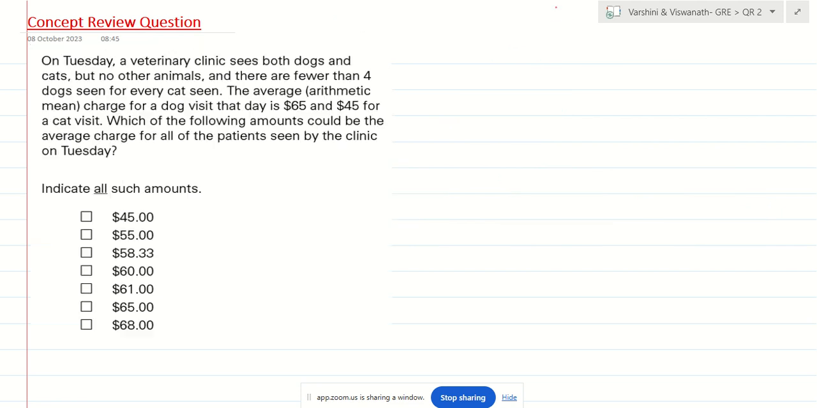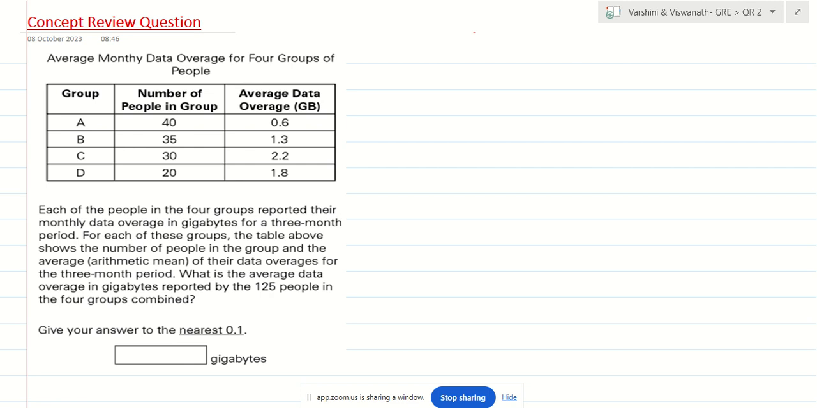Let's try solving this question, it is your homework. Homework number 1. Second. This is the question. Solve it right now.